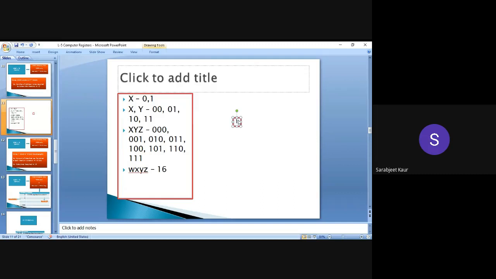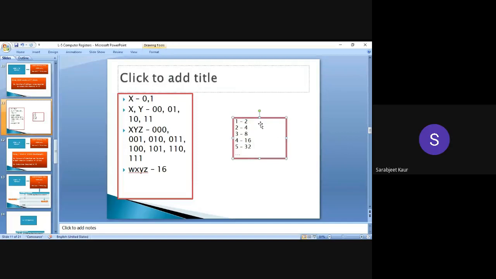When I had one Boolean variable, how many unique possible combinations could I have? 2. When I had 2 variables, how many unique combinations? 4. 3 variables, 8. 4 variables, 16. For 5 variables, this will be 32, and so on, so forth. Is this clear? Yes, ma'am.